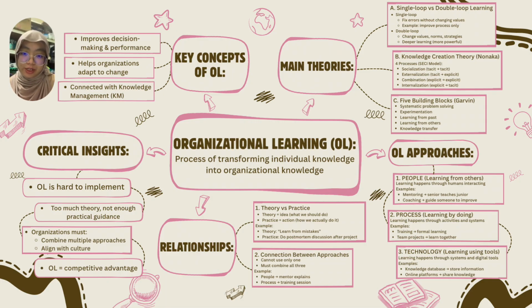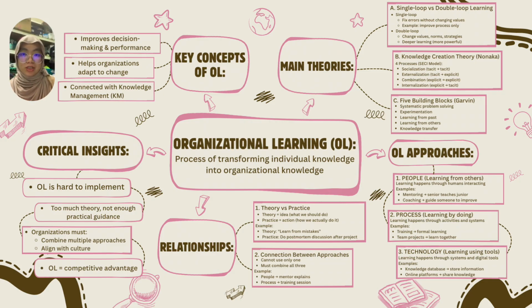The third theory is Garvin's five building blocks. This includes systematic problem solving, experimentation, learning from past experience, learning from others, and knowledge transfer. These building blocks are more practical because they show what organizations can actually do to become better at learning.